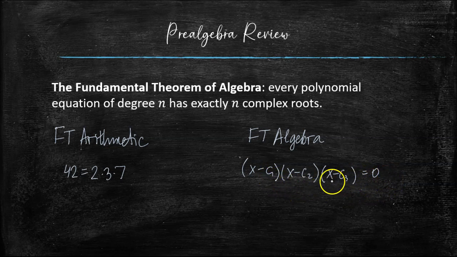Now, if you don't want to step into the complex number field, like a minefield, then you can simplify the statement of the fundamental theorem of algebra and say that any polynomial can be factored into a product of linear terms and quadratic terms, irreducible quadratic terms.